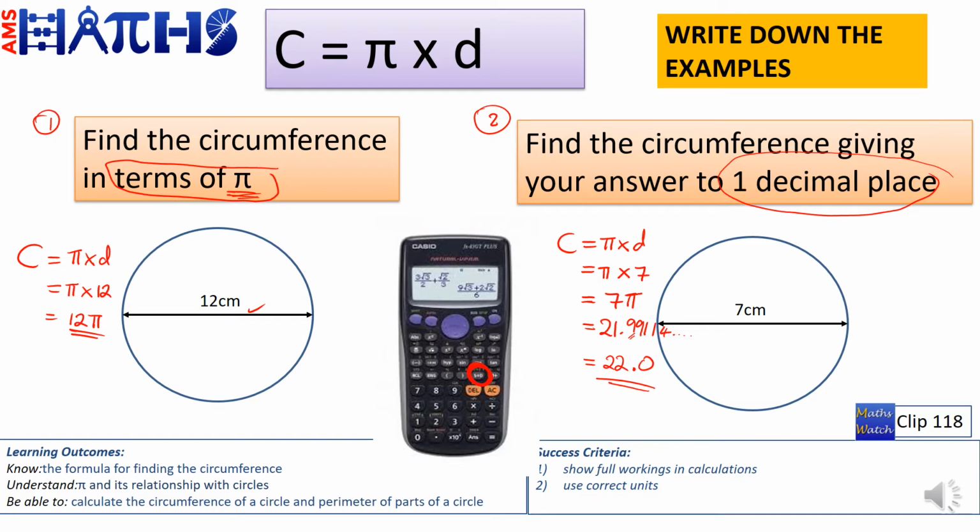Remember our units, actually we need to write centimeters, right? For the 12 pi as well, we need to write 12 pi, the unit centimeters as well, so remember the units.